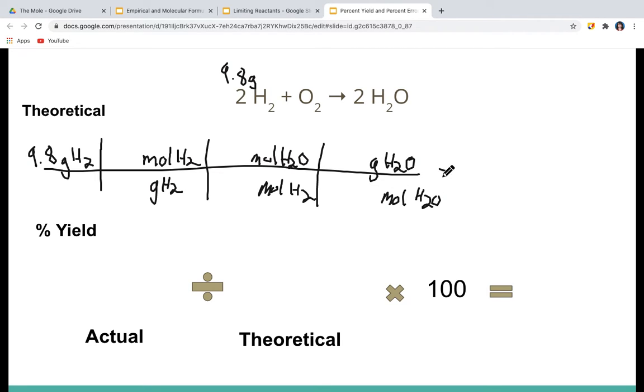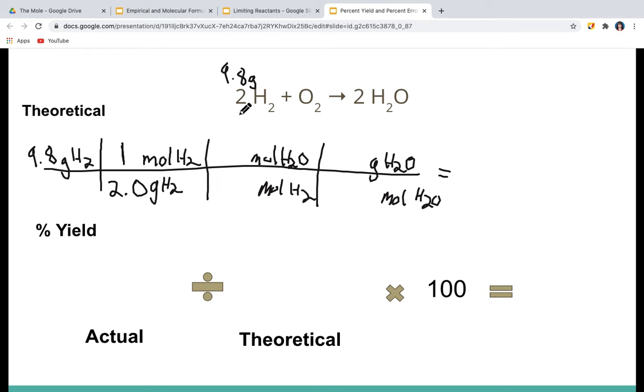Okay, I'm setting this up kind of quickly because we should be at the point where we're understanding how to get there. Remember, if I'm going from grams to moles, I want to put 1 with my mole, and with my grams, I'm going to put the molar mass. I have 2 hydrogens. 1 plus 1 equals 2.